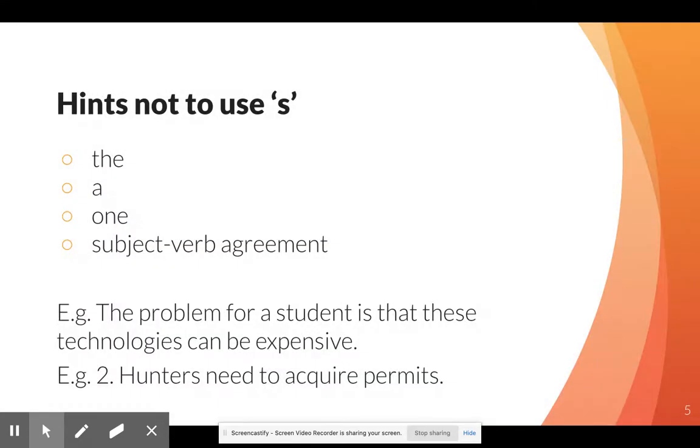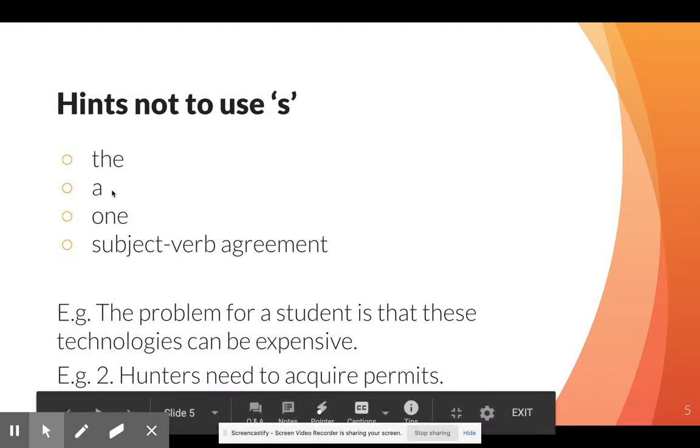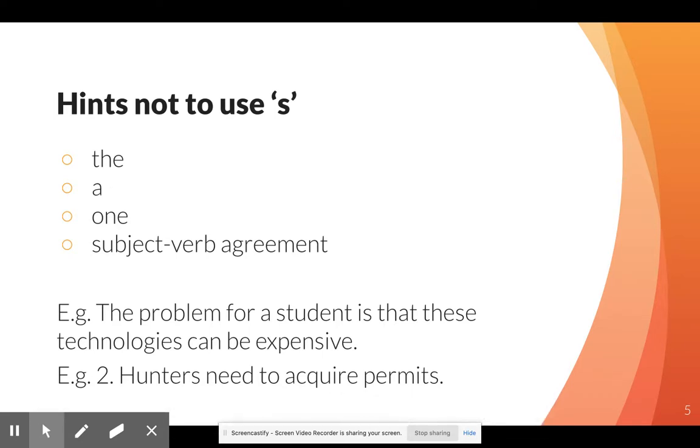Here are some hints that something should not have an S on the end. If we use the articles the or a, that indicates a singular after. So for example, the boy at the front of the line forgot his ID card. I mean that one boy. I don't mean all the students in the line. One is another big hint. If I say one student in my class was late today, I mean one student, just that one person. I'm counting.